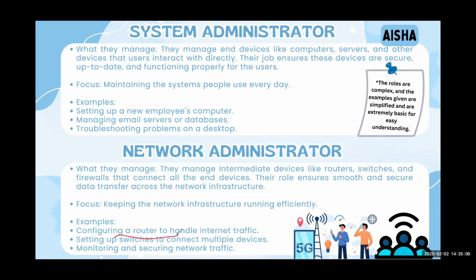How do you think a router is working and the data is traveling from different networks? It's obviously going to be configured. By that, I basically mean we're giving it a set of rules and regulations so that it can work. There are also other examples. For example, we're going to set up the switches so they can connect to multiple devices.